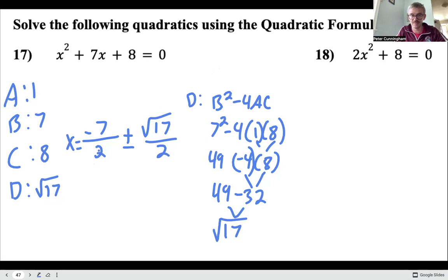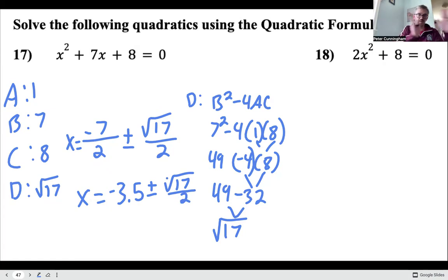Nothing else has to happen. It might look like a bunch of complicated stuff, but that's basically saying, hey, I have the middle of my parabola at 3.5, which is 7 over 2, negative 3.5. And I'm going to take this weird number, which is root 17 over 2. I'm going to add that, go to the right to find one answer, go to the left to find the other. Okay, so either of those two ways to write it would give you full credit on that problem.